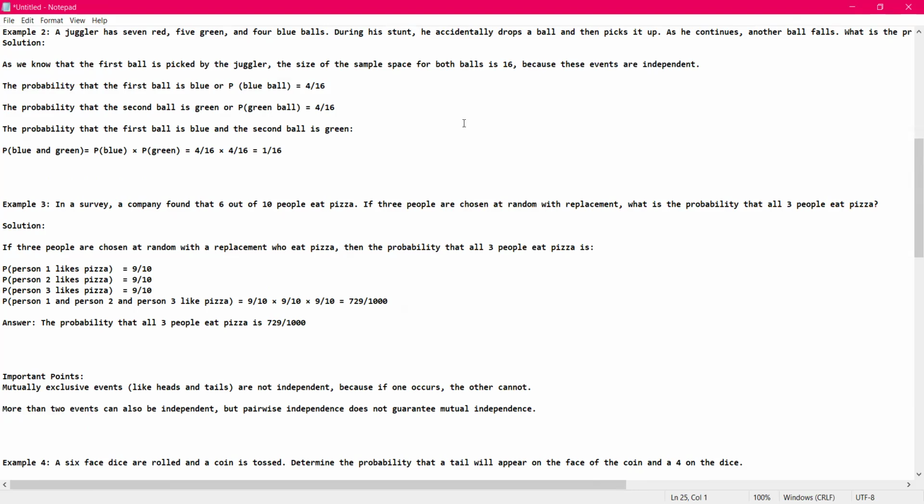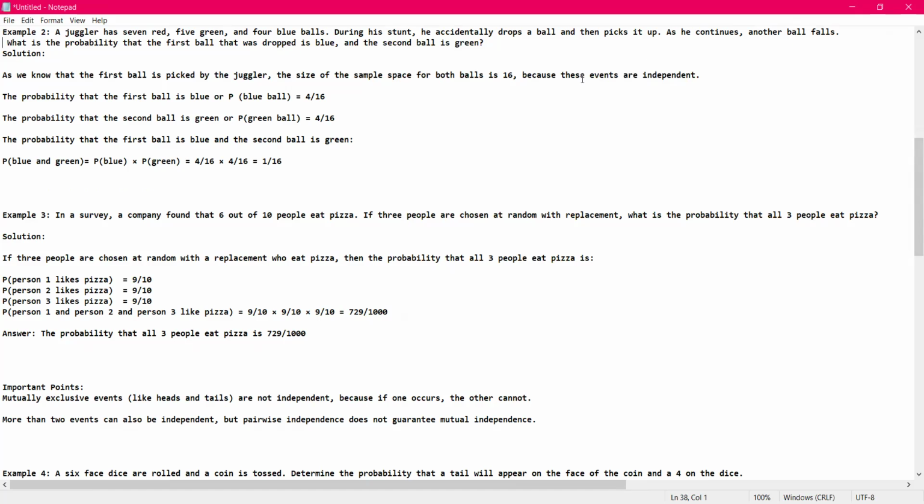So what is the probability that the first ball that was dropped is blue and the second ball is green? Suppose he is dropping balls a number of times. Suppose the first ball dropped is blue. What they are asking is, what is the probability that the first ball dropped is blue and the second ball is green? It means he drops balls independently. First time he dropped a ball and that is the blue color. And second time he took another ball and dropped it. The second ball color is green.